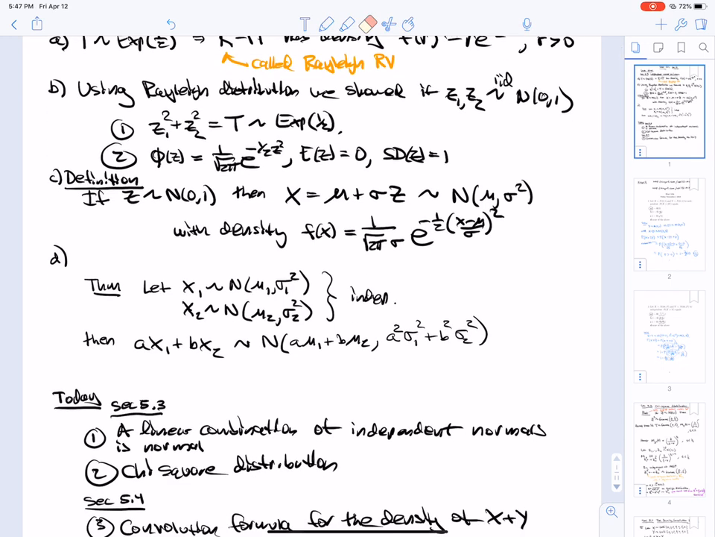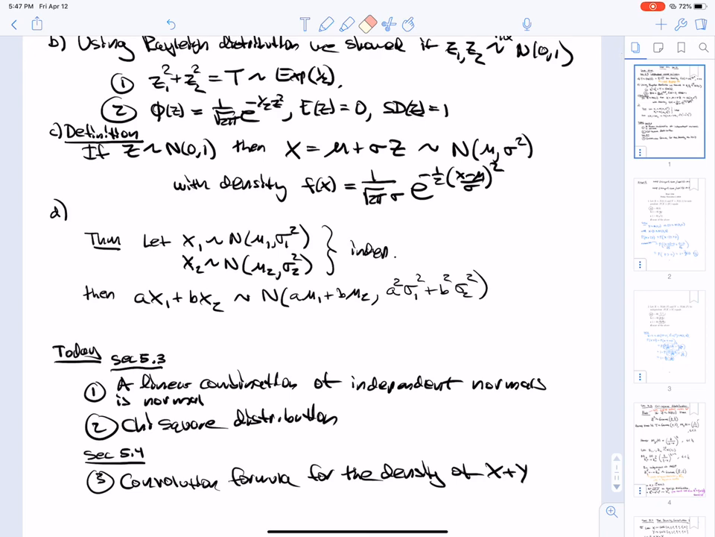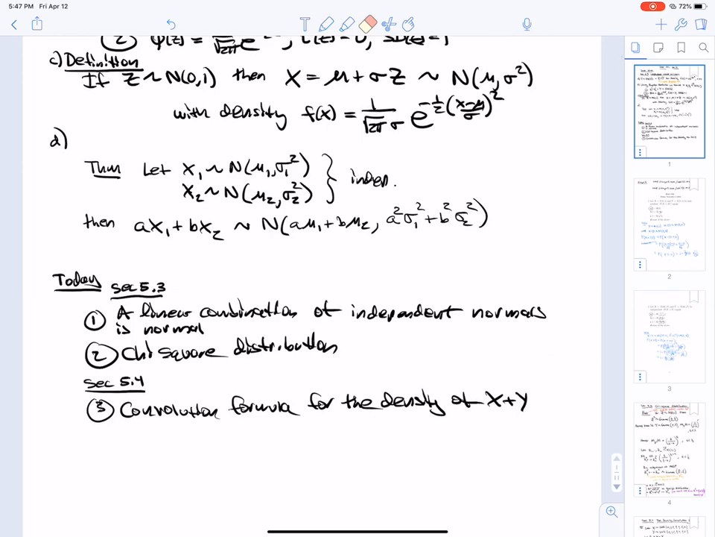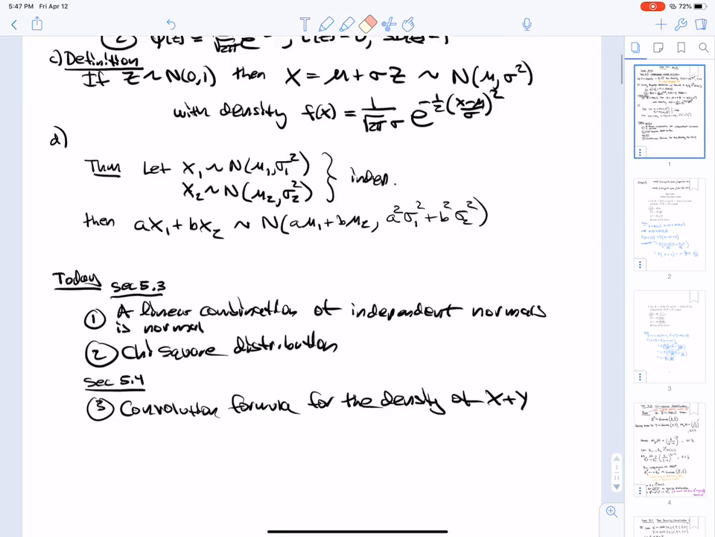Finally, we showed using moment generating functions that if X1 and X2 are normals with different means and variances, then a linear combination of X1 and X2 is normal with mean and variance as shown. So today we're going to do another example about linear combinations of independent normals, and we'll introduce the chi-square distribution and the convolution formula for the density of a sum of random variables.